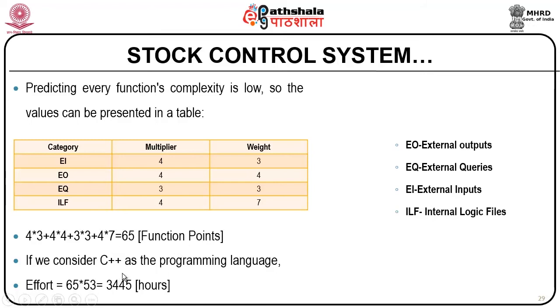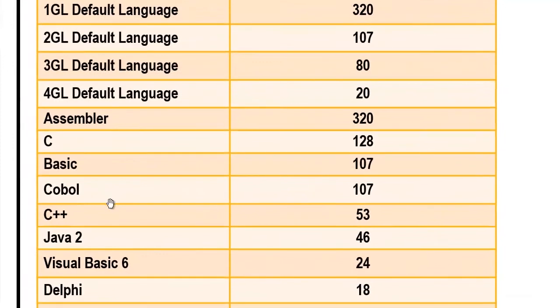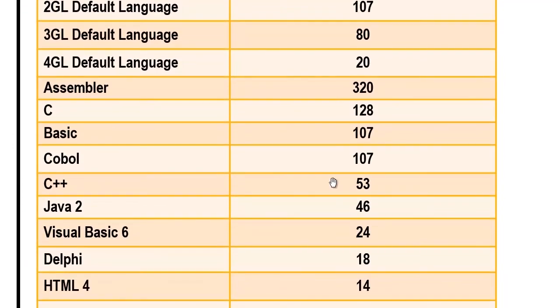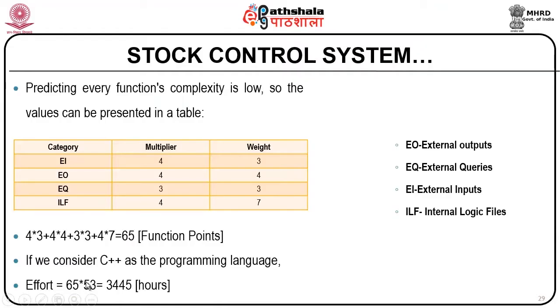If we consider C++ as the programming language, effort equals 65 into 53, 3445 hours. We are arriving at the value 53 by referring to the table, where for C++ you can see that the value corresponding to the function point is 53. 65 into 53 is 3445 hours.